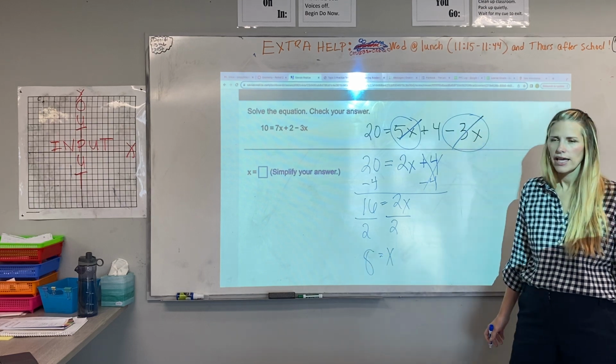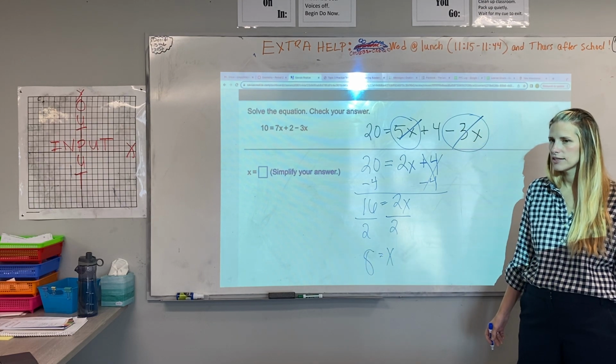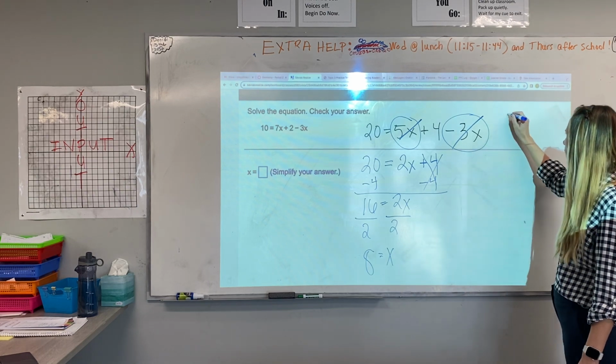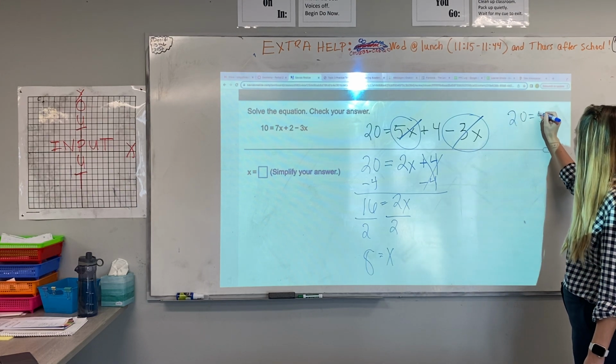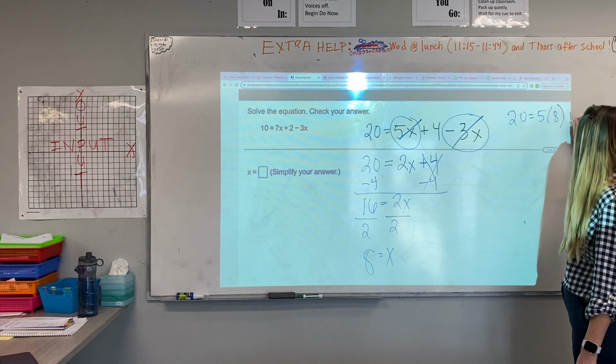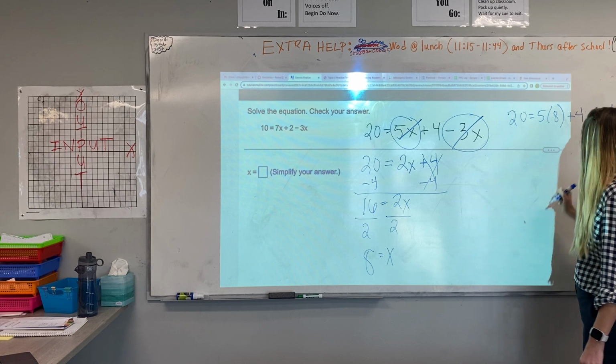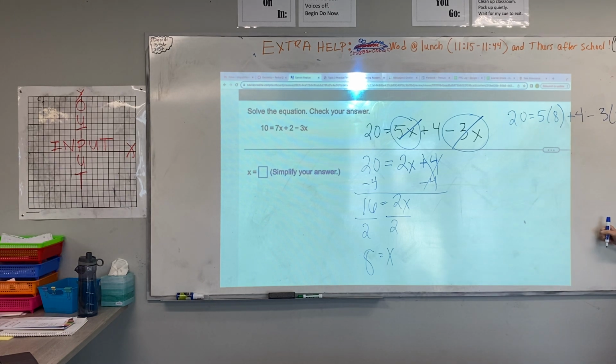What can we do if we have a little extra time on our test? Check your answer. Plug it back in. 20 equals 5 times 8 plus 4 minus 3 times 8. And just double check that this is correct. Remember your PEMDAS: multiplication comes first before that addition and subtraction. So we get 40. And then a -3 times an 8 is?